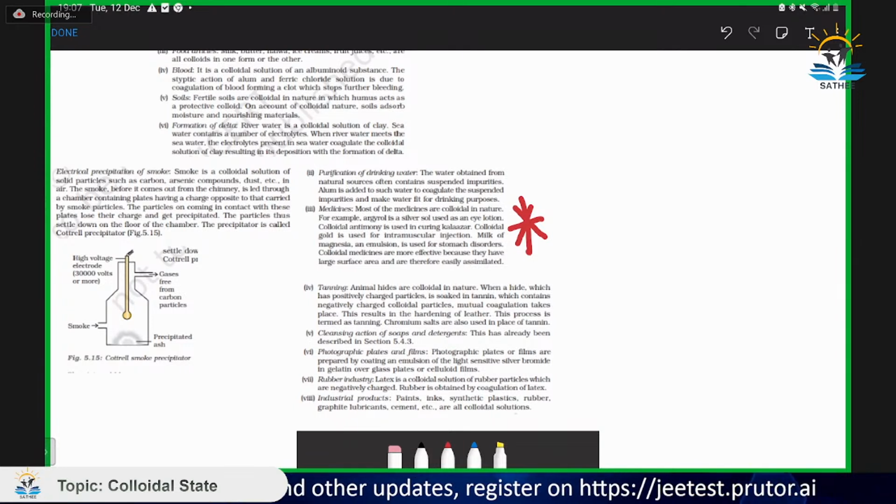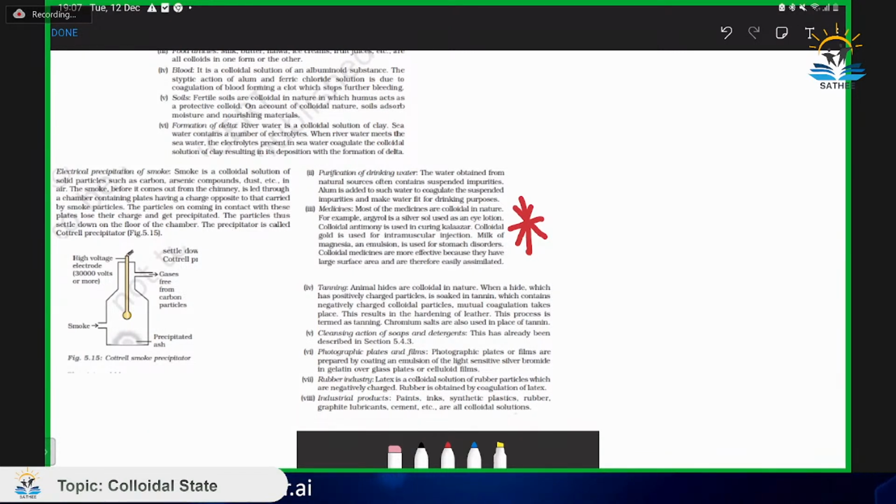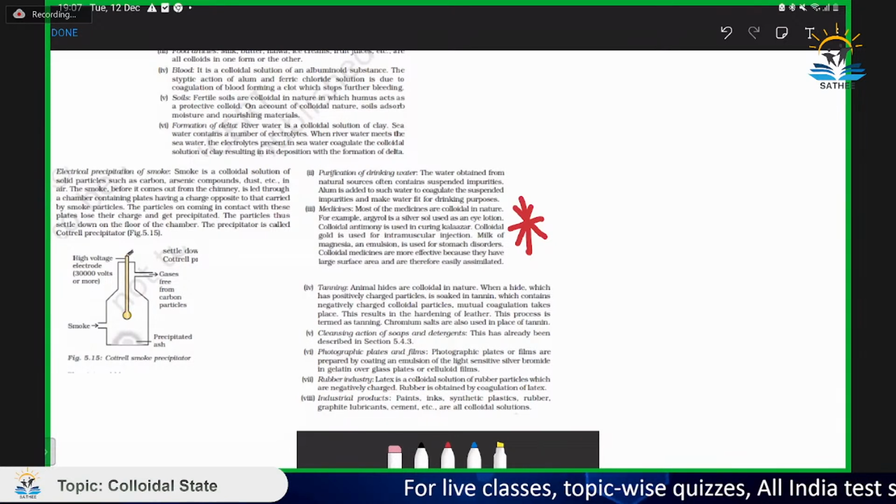Tanning, not exactly necessary, but I'm going to explain. Animal hides are also colloidal in nature. When a hide which has positively charged particles is soaked in tannin, which contains negatively charged colloidal particles, mutual coagulation takes place. This is the formation of leather and similar fashion products from animals, like leather or fur. When purifying and treating these, you use these colloidal concepts.